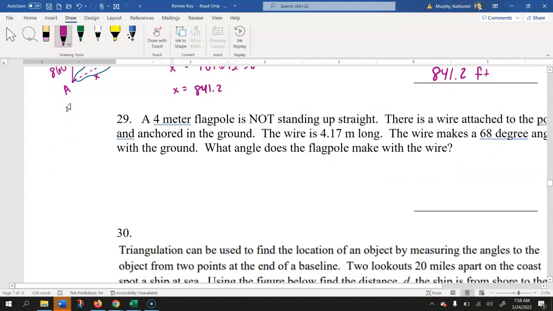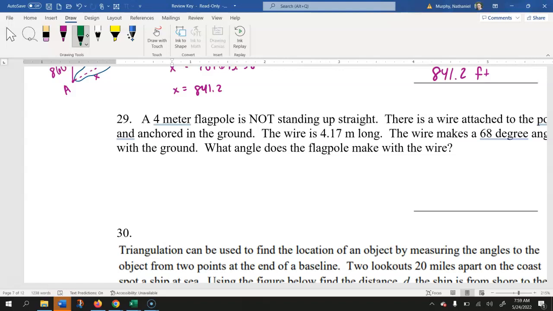All right, so this one says a 4-meter flagpole is not standing up straight. There's a wire attached to the pole and anchored to the ground. The wire is 4.17 meters long. The wire makes a 68-degree angle with the ground. What angle does the flagpole make with the wire?